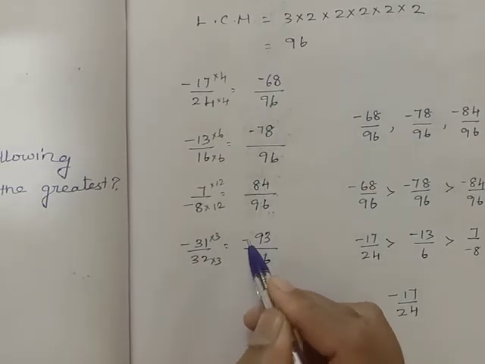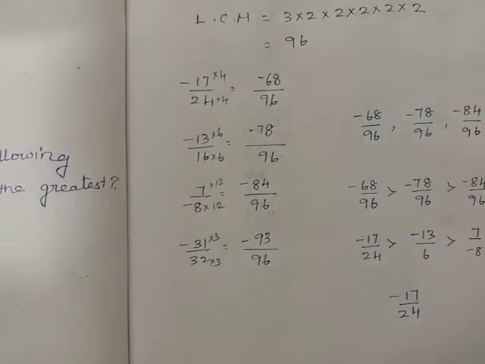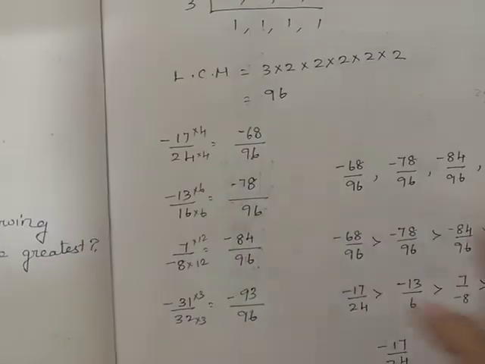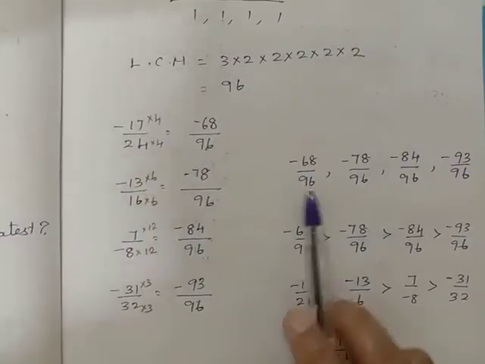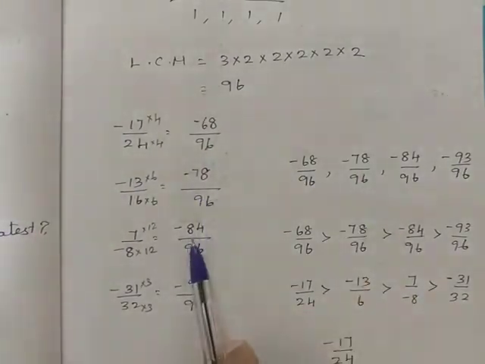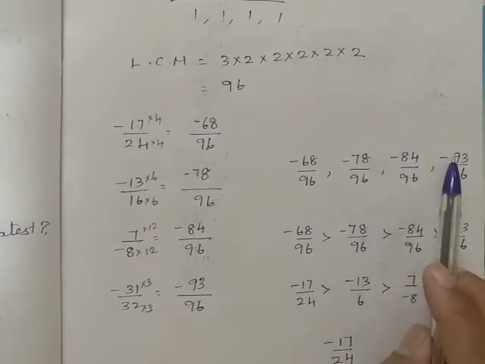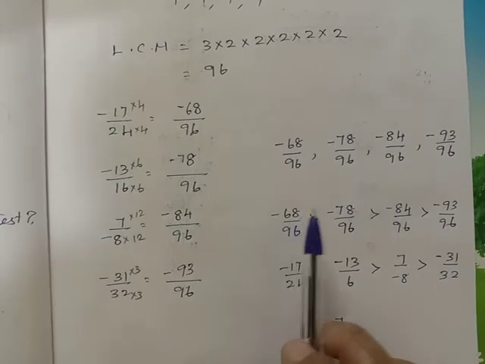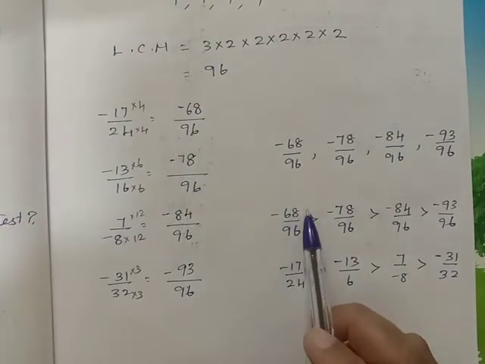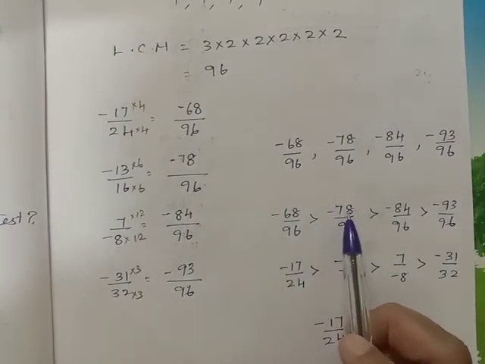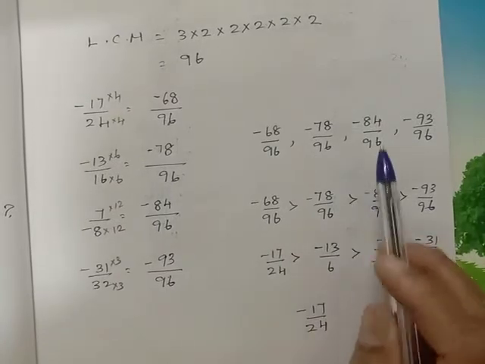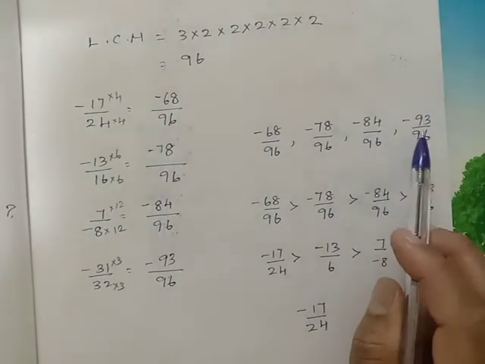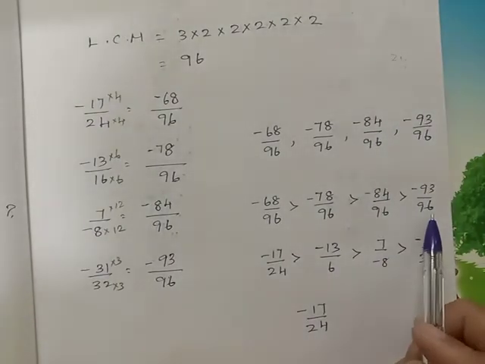Already we have the minus. So the answers I've written: minus 68 by 96, minus 78 by 96, minus 84 by 96, minus 93 by 96. Now we'll find which is the greatest. Before that, minus 68 is greater than minus 78. Minus 78 is greater than minus 84. Minus 84 is greater than minus 93, all divided by 96.